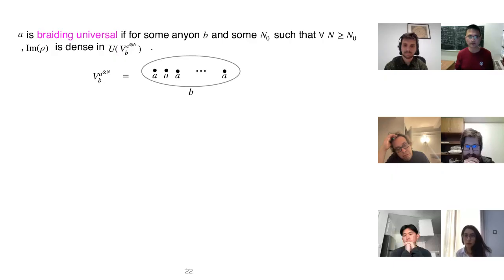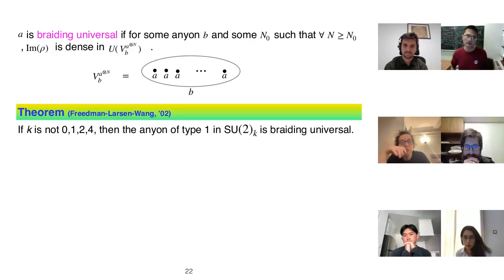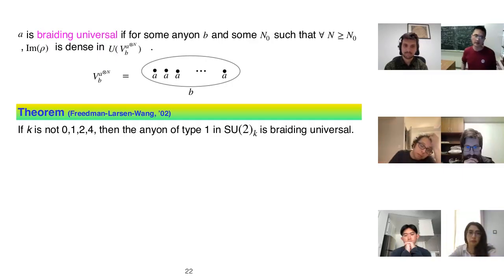A classical result in this direction is the following. For the sequence SU(2) level k, as long as k is not 0, 1, 2, and 4, then the result of Freedman, Larsen, and Wang showed that a particular anyon, which we call the type 1 anyon, is braiding universal.